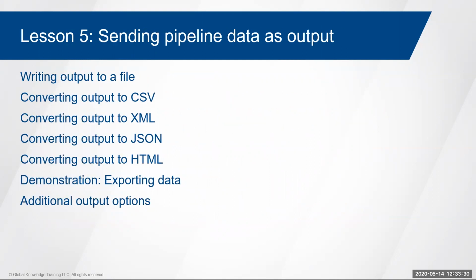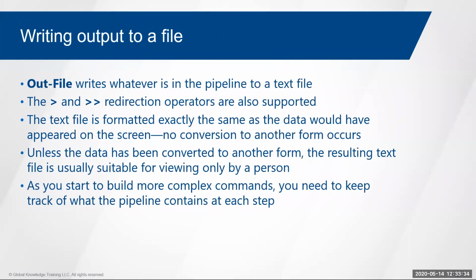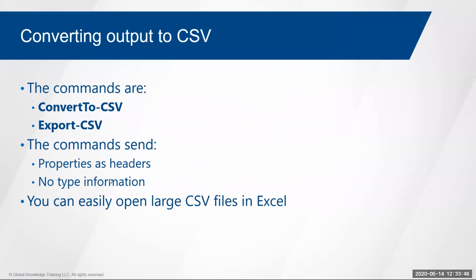And now we want to look at sending some pipeline data as output. Again, we can output to a file. We can append information by using a double angle bracket, or we can simply overwrite the file contents with a single bracket. That allows us to add content to those files. It could be a CSV. We're converting or exporting to CSV. It's good for Excel and so on.